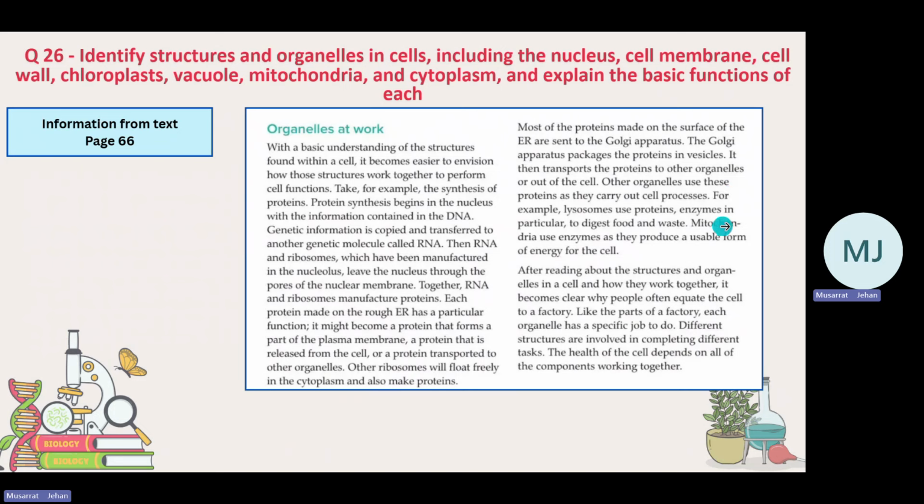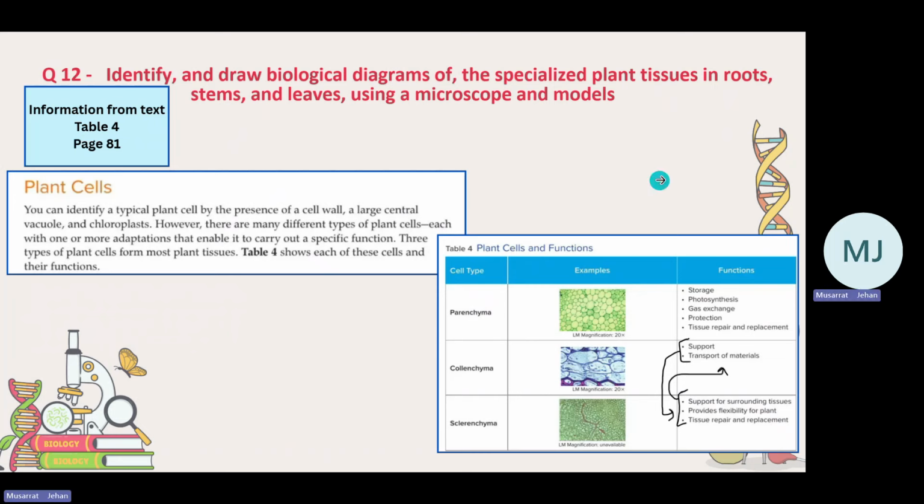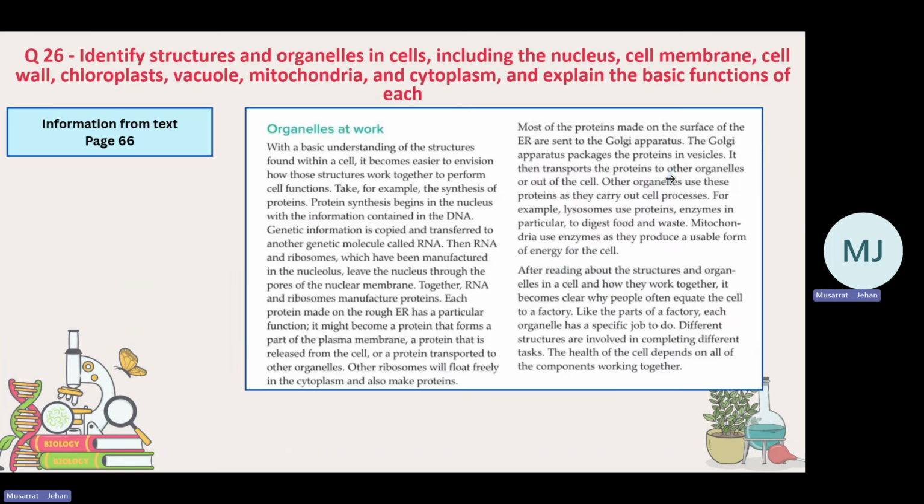Lysosomes use enzymes to digest food and waste. Mitochondria use them to produce energy. So all this we see, they are working together like a factory, with different departments working together. Okay, so that is all in this.